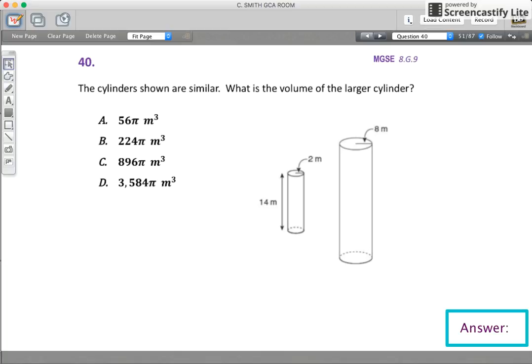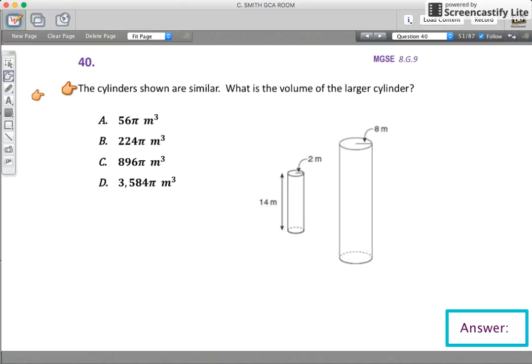All right, question 40 says, the cylinders shown are similar. What is the volume of the larger cylinder? We know when we see similar that that's kind of a tip-off that we're going to be doing proportions in this problem. All right, so the cylinders shown are similar. What's the volume of the larger cylinder?